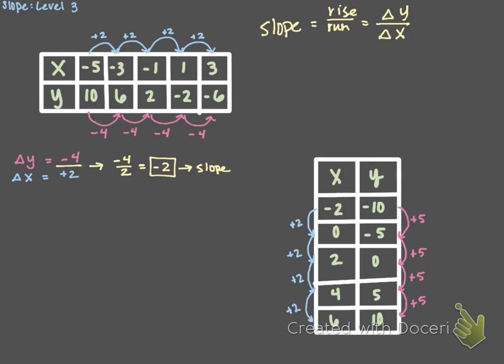So once again, slope is going to be the change in our y values, which in this case was a positive 5, over the change in the x values, which in this case was a positive 2. And so we are going to get 5 over 2 for our slope. Now once again, we want to see if we can reduce this or simplify it at all. However, we cannot evenly do 5 divided by 2, and there's no other number besides 1 that can go into 5 and 2. So 5 over 2 is going to be our slope for this table.